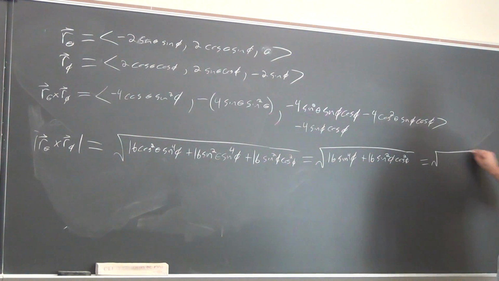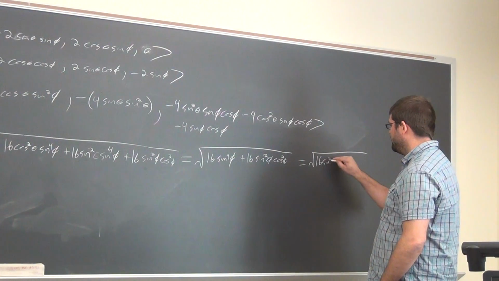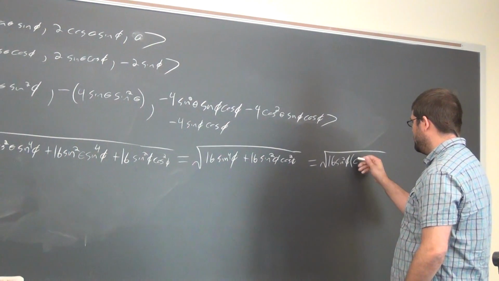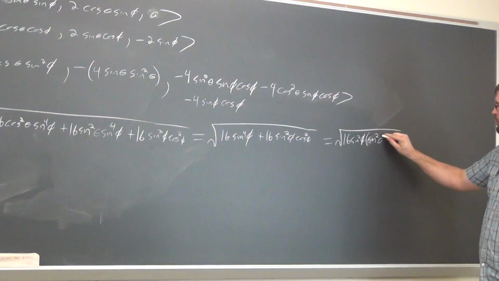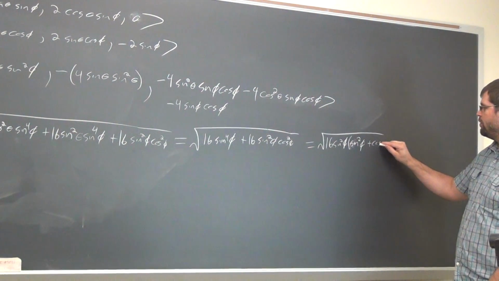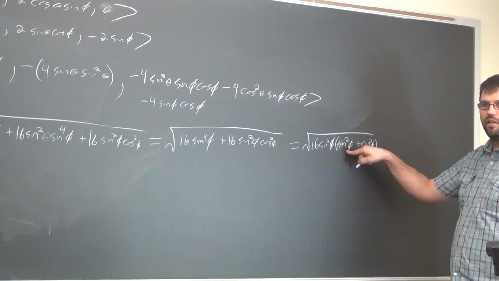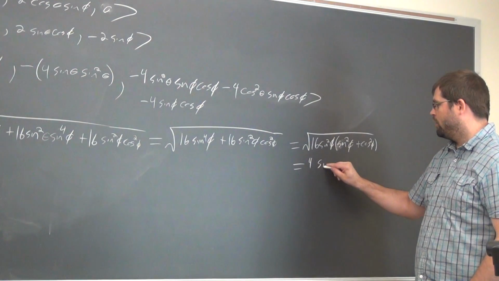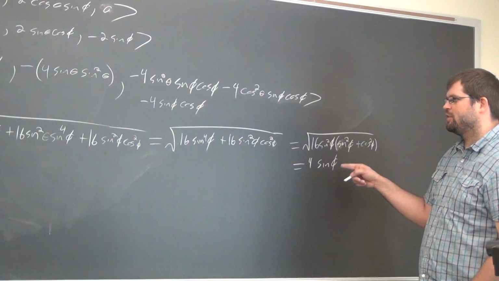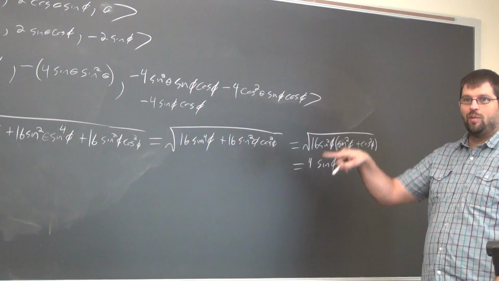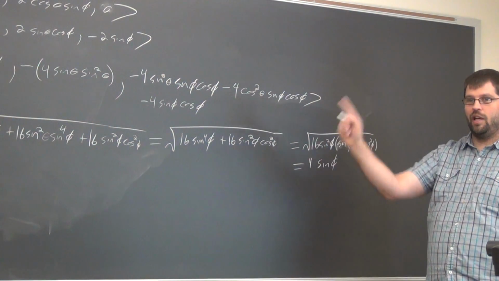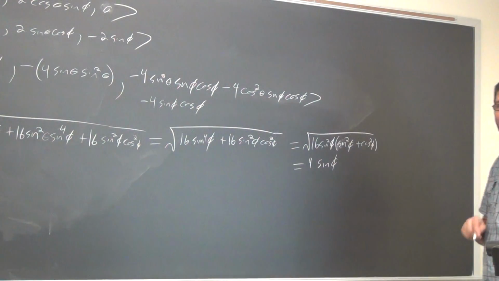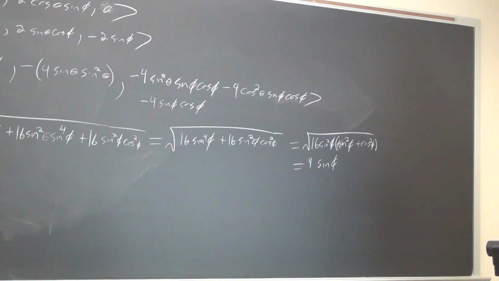So you can pull out, I'll just do it one piece at a time, 16 sine squared of phi, and just in case you don't see it, that leaves you with sine squared of phi plus cosine squared of phi, right? Which is just 1. Does that make sense? And so this whole thing should reduce down to just 4 sine of phi. I suppose technically it's 4 absolute value of sine, but again, phi only ever ranges from 0 to pi, and sine is always positive there, so you can always drop the absolute values. Okay, that's a whole lot of work just to do that little bit.